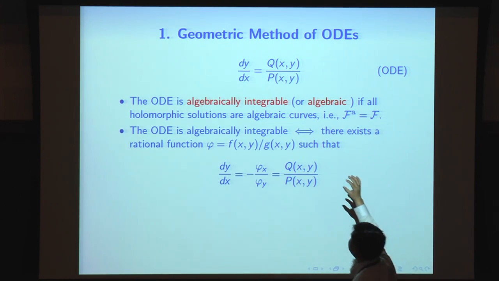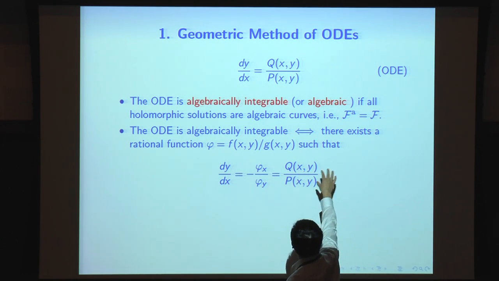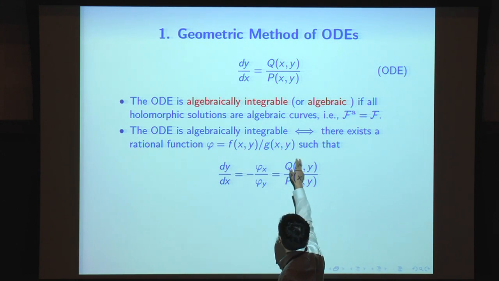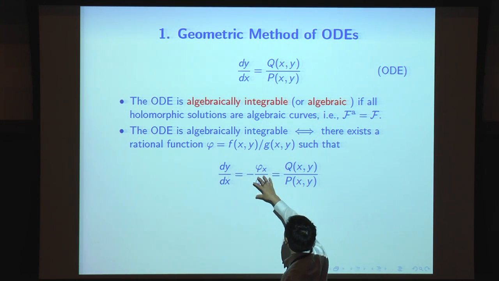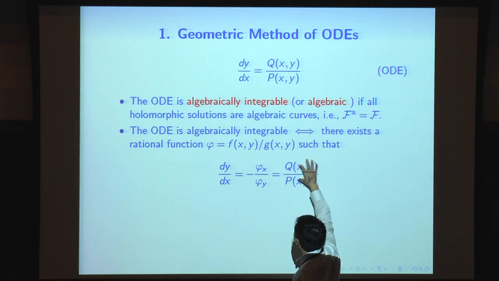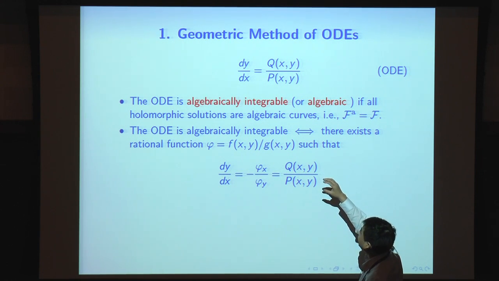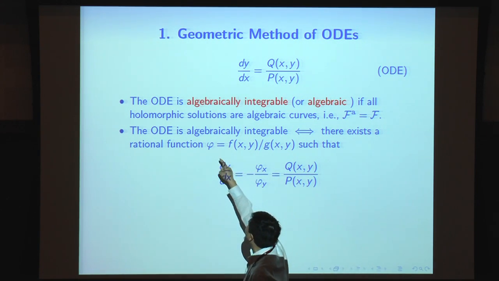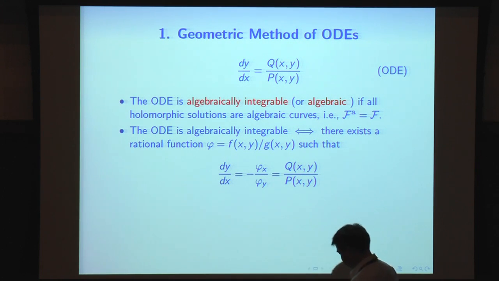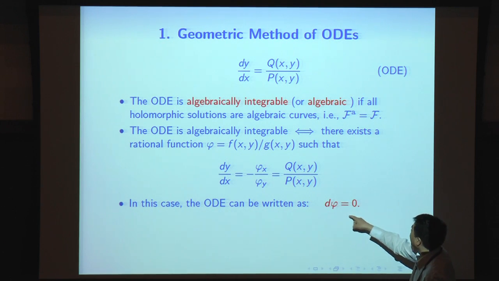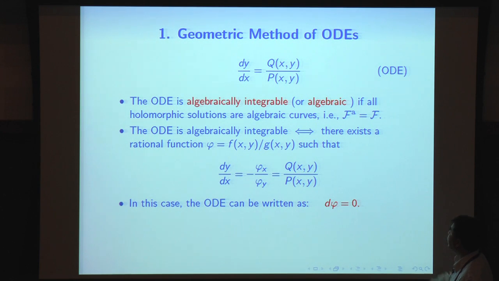So if the ODE is algebraic, this means there exists a rational function phi such that the ODE is equal to this one. So this part is equal to this one. This means this ODE is obtained from the differentiation of this function. So in this case, we usually simply write this as the differential equation because it is obtained from the differentiation.